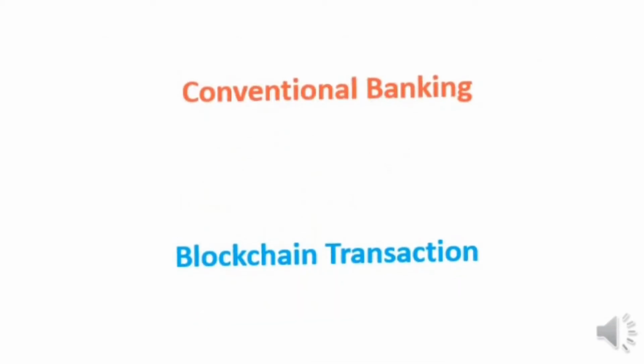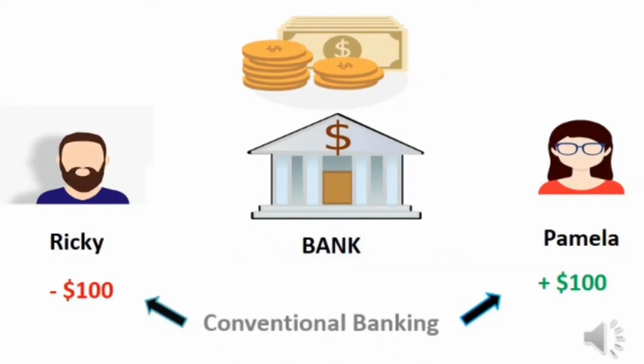Now let's compare a traditional bank transaction with a blockchain transaction. Let's suppose Ricky has to pay Pamela a sum of $100. Now $100 has to be debited from Ricky's account and $100 will be credited to Pamela's account. This is a classic example of traditional banking where both the parties involved have to trust the bank.